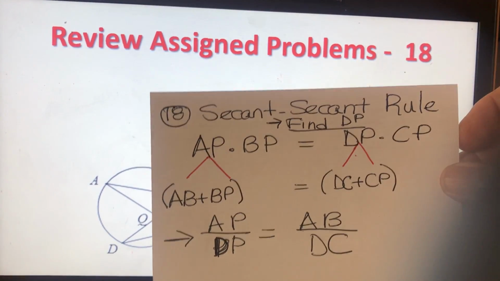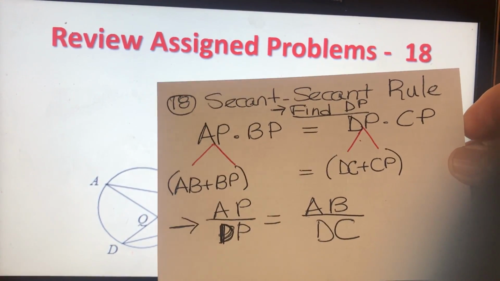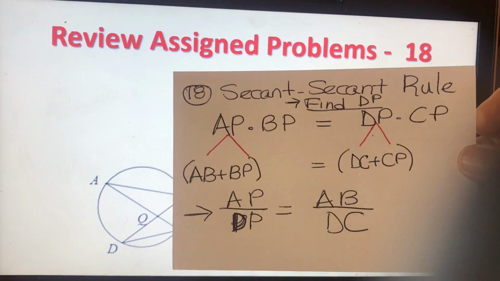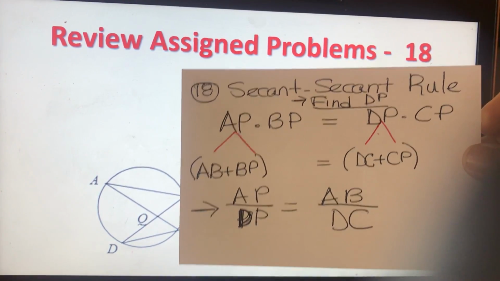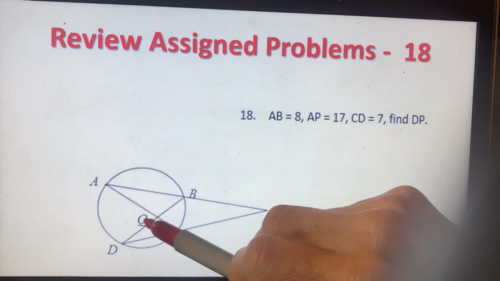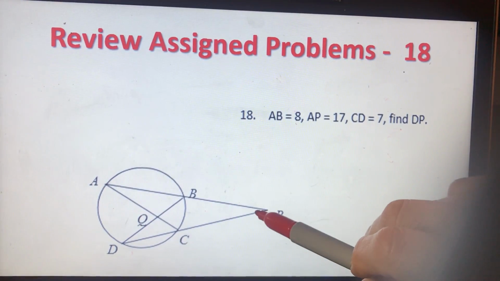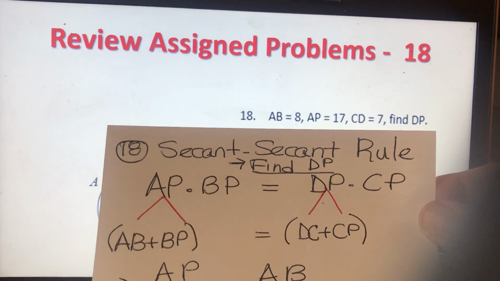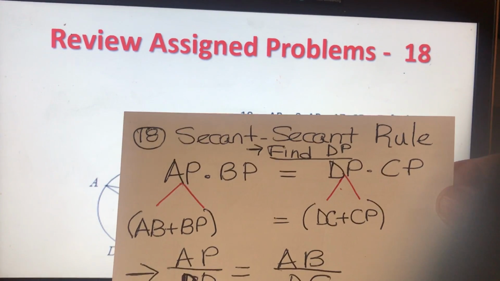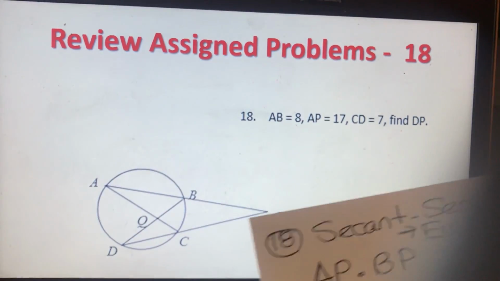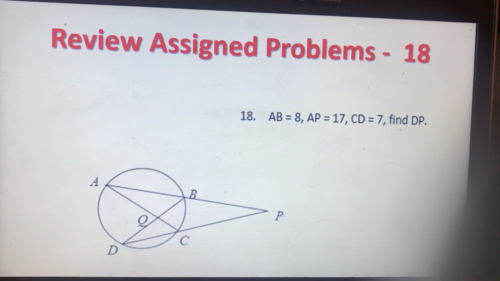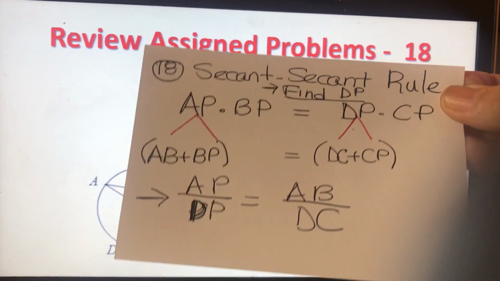For this problem, we're going to use our secant rule in order for us to find DP. According to that rule, AP times BP, notice that AP would be the measure of this secant, is going to be equal to DP times CP. Notice again that BP and CP both represent the external segments of both secants respectively.